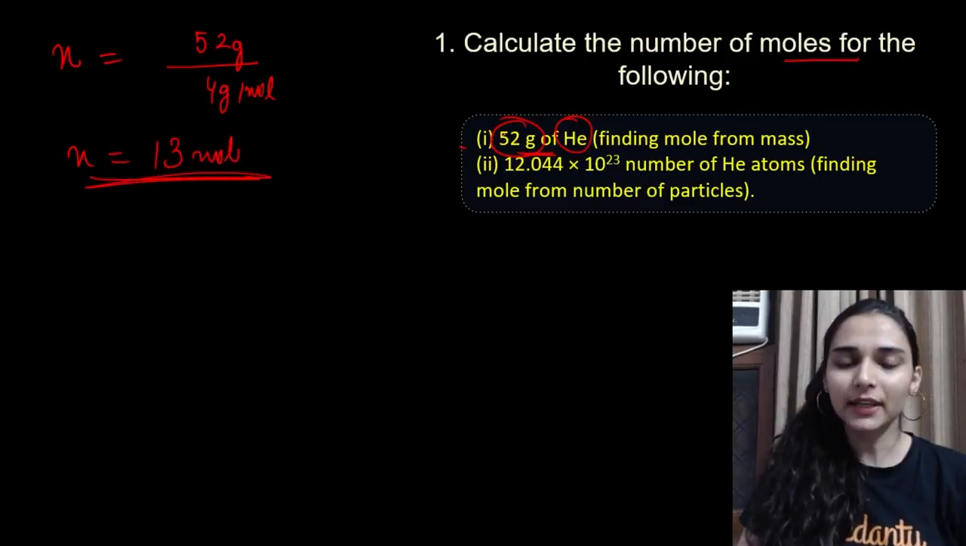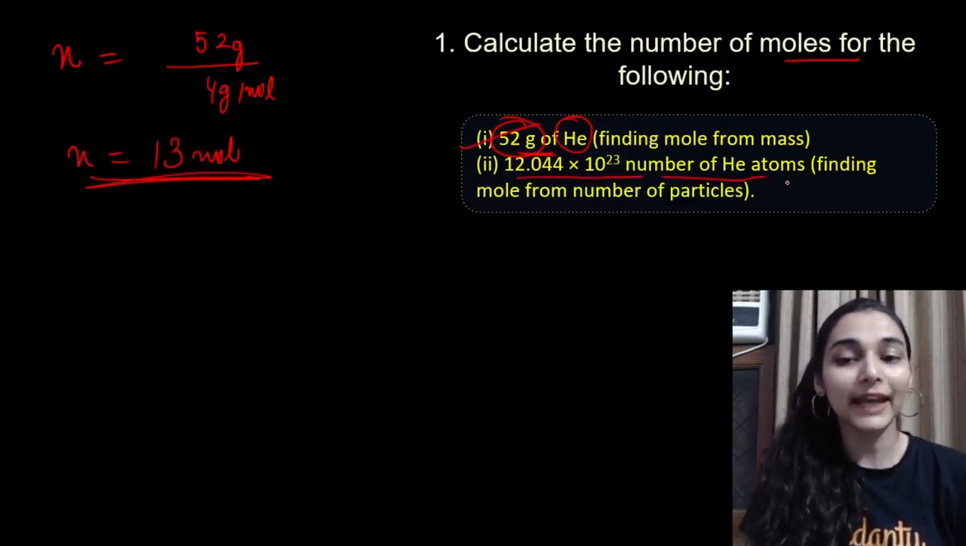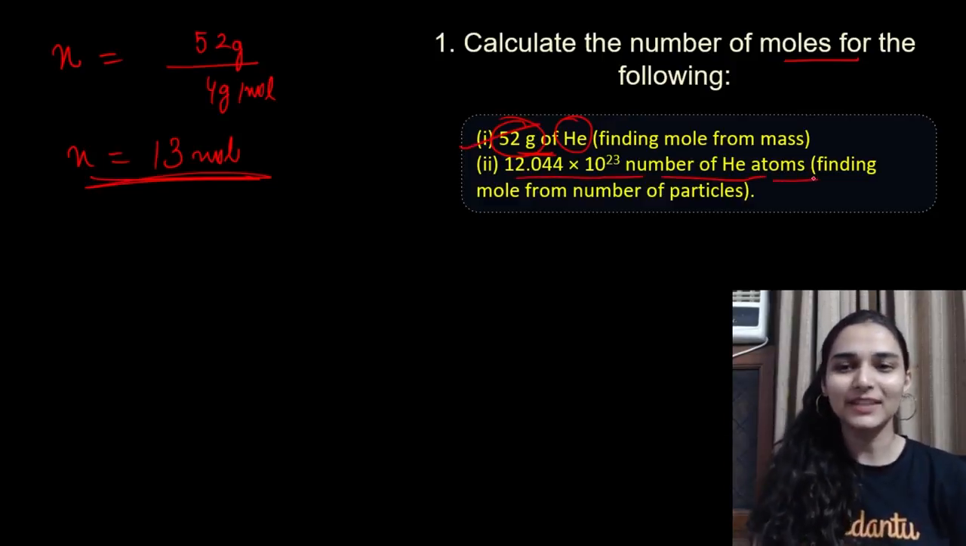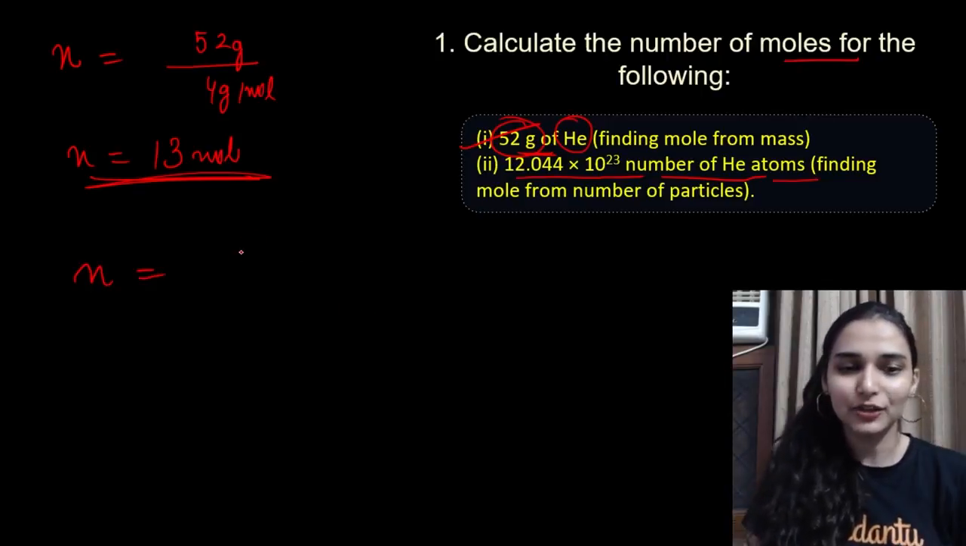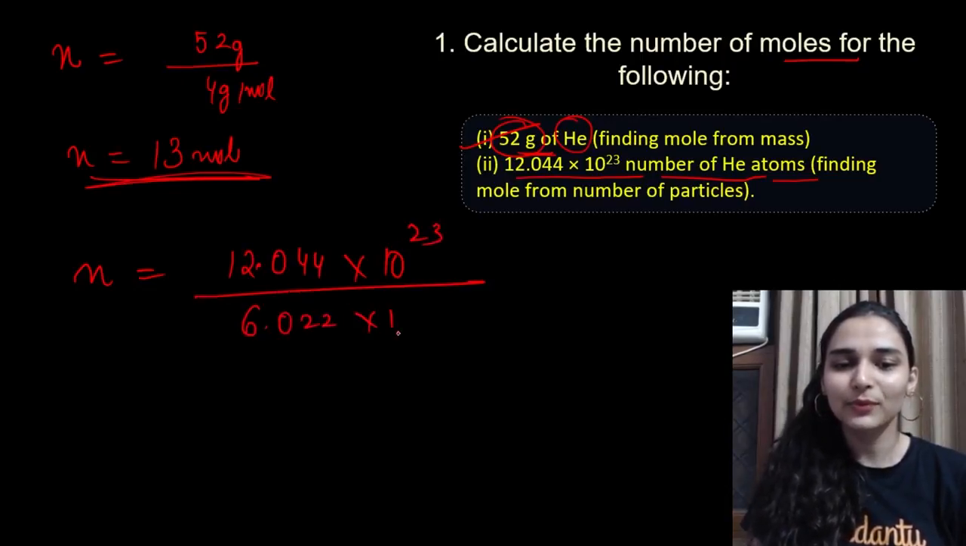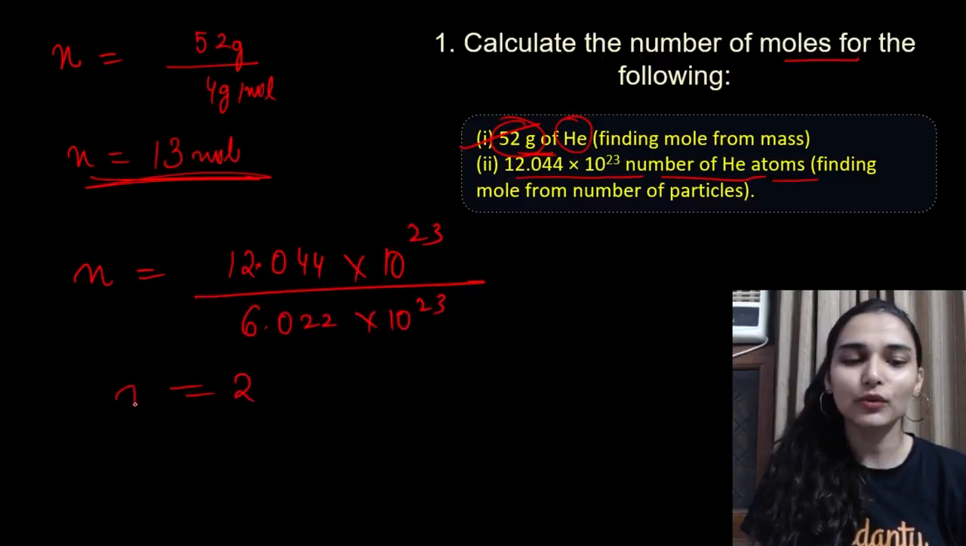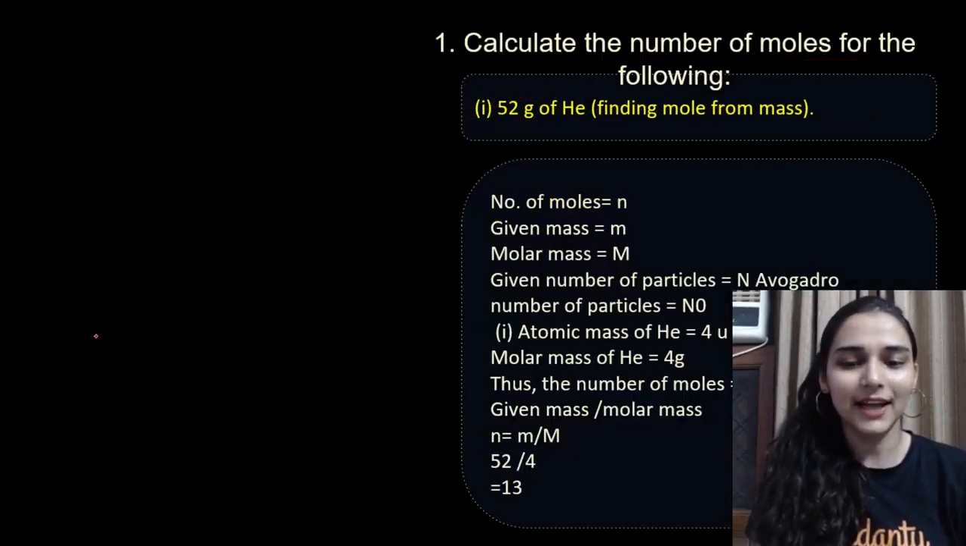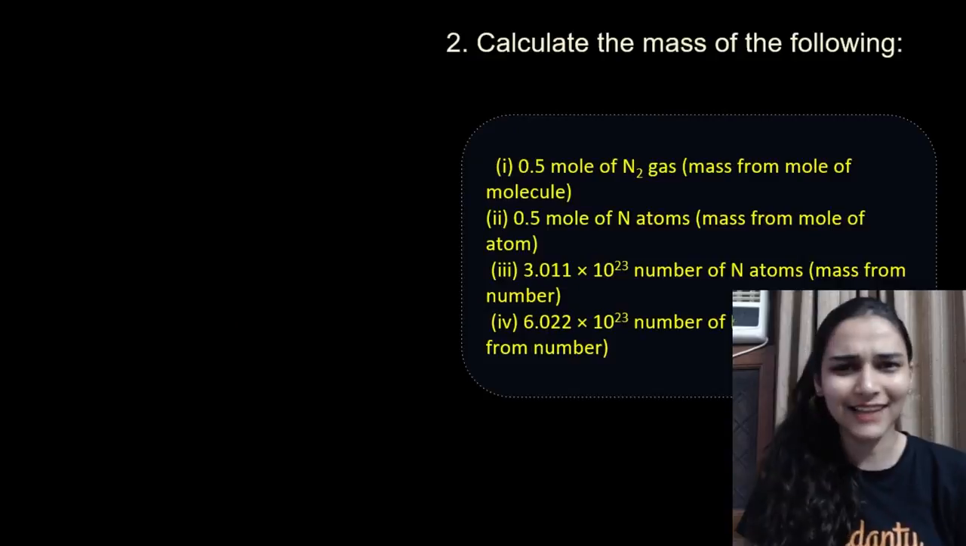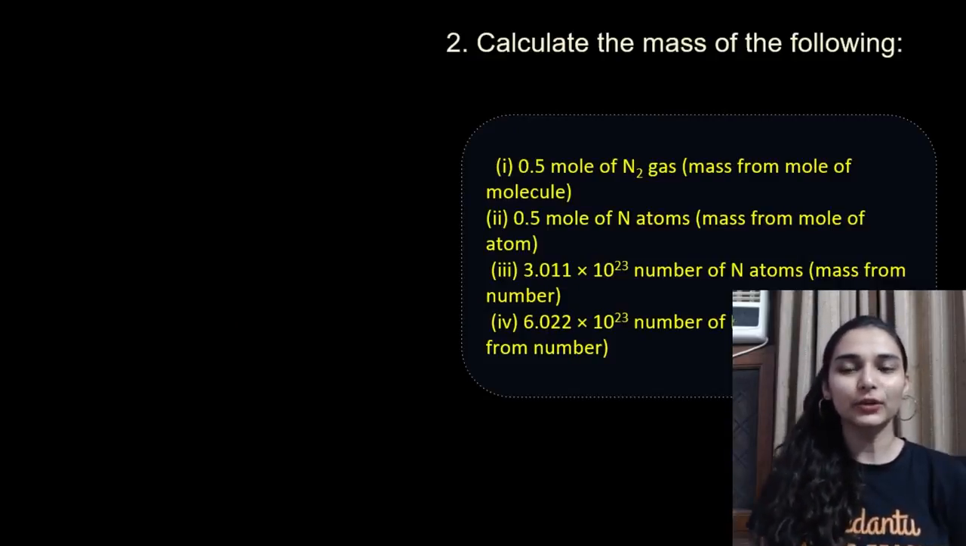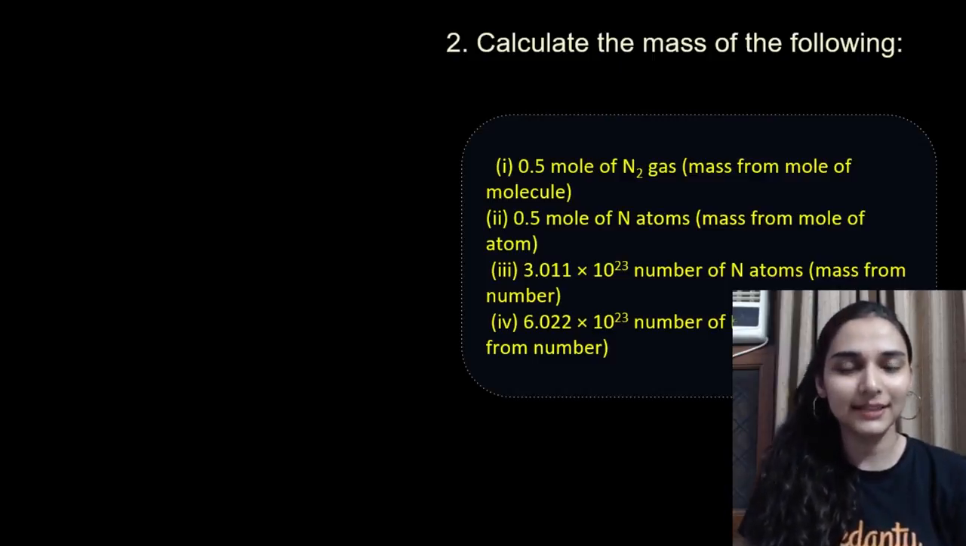Clear? Now the second part is saying how many moles would be there in 12.044 into 10 raised to 23 helium atoms. Again, number of moles is asked and what is given to me? Particles are given to me. So given particles 12.044 into 10 raised to 23 divided by Avogadro number of particles. That's going to give me 2 moles. Simple. Ta-da! बहुत आसान है ना? कोई भी method करो, take a screenshot, right, and do practice yourself because this is a part of your syllabus.